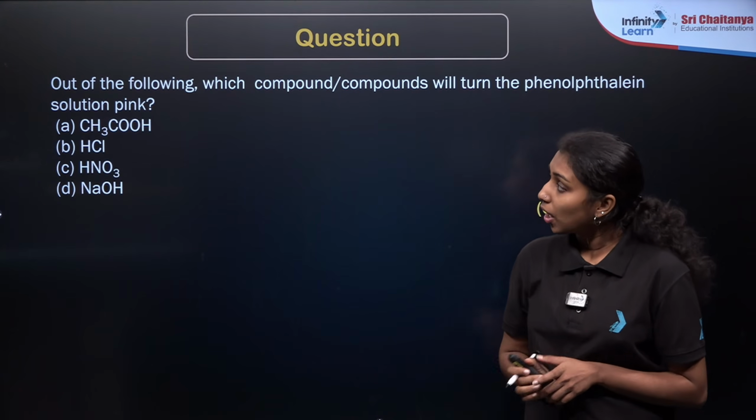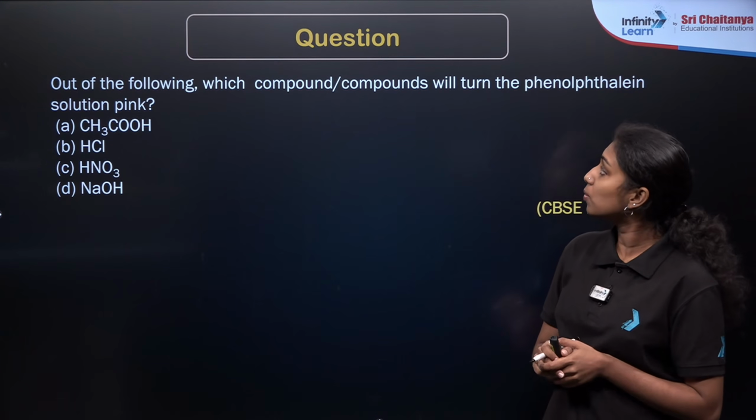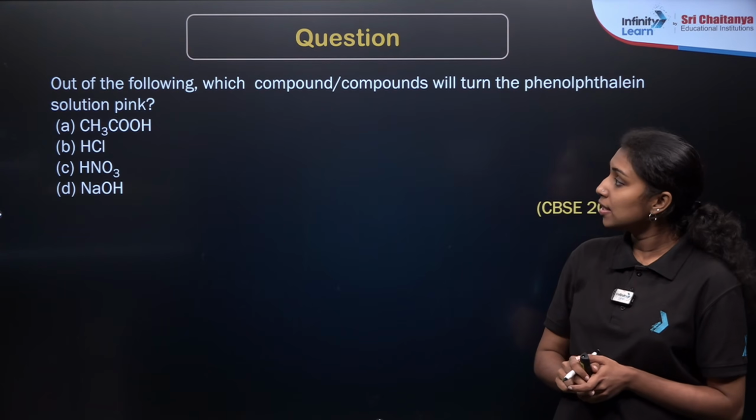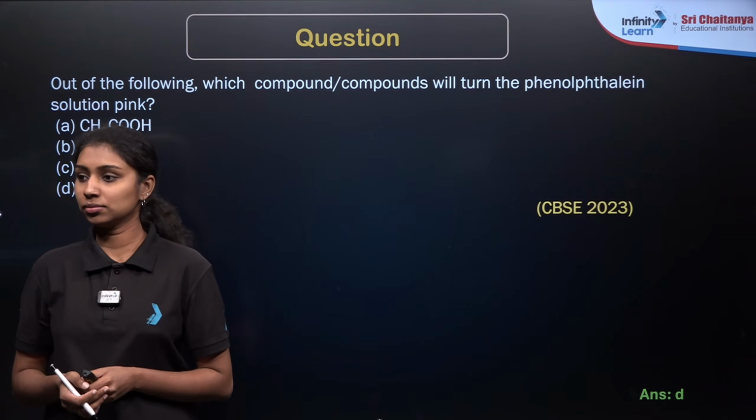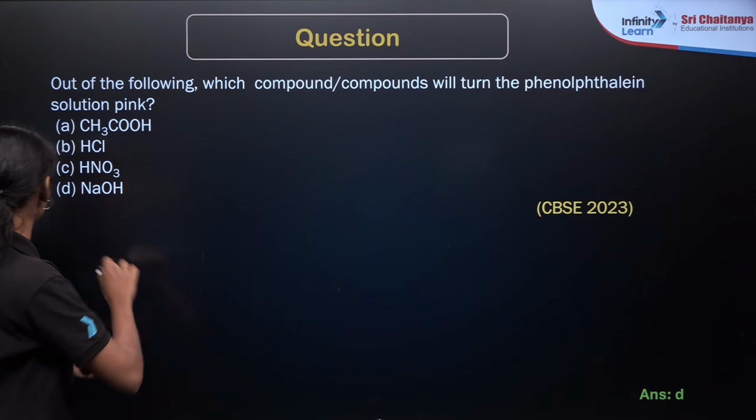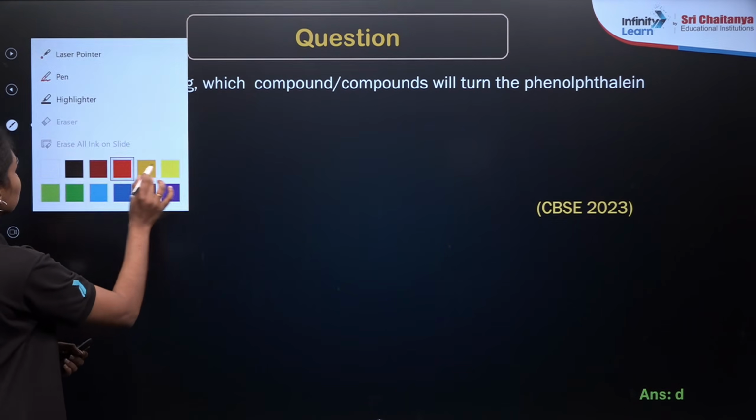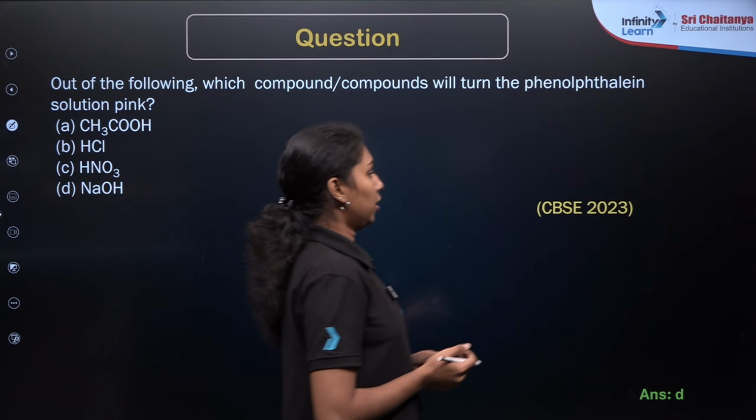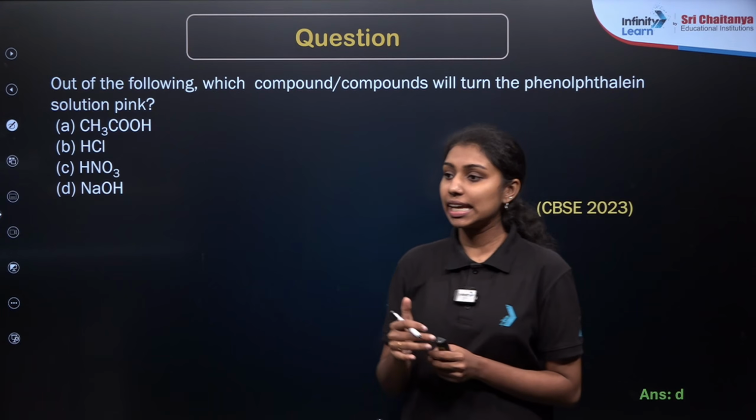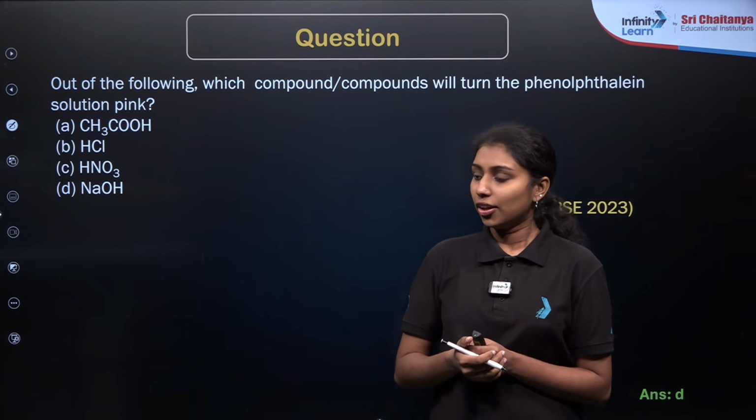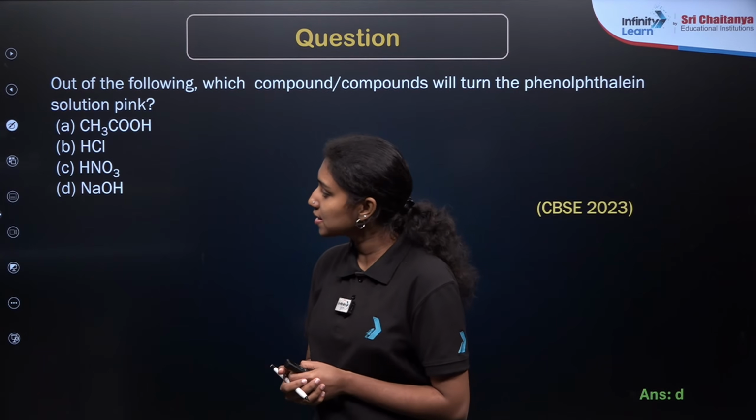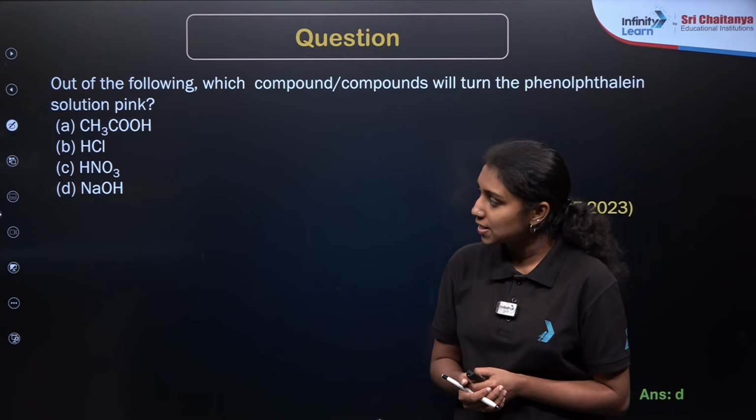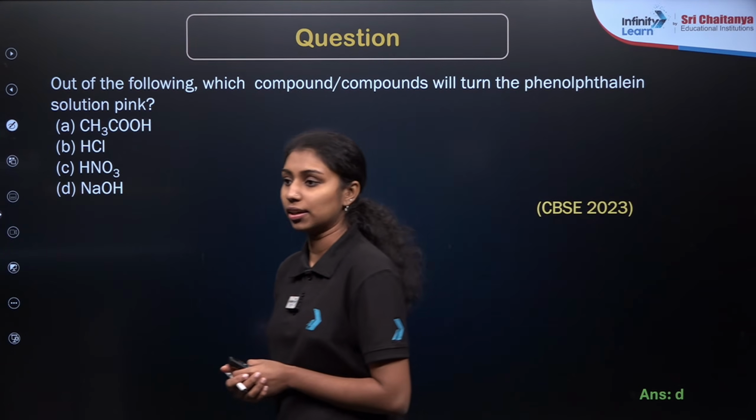So here is the question. Out of the following, which compound or compounds will turn the phenolphthalein solution pink? So this question is based on the indicators, right? Okay, fine. So options are provided here. First one is acetic acid, second one hydrochloric acid, third one is nitric acid, and the last one is sodium hydroxide.